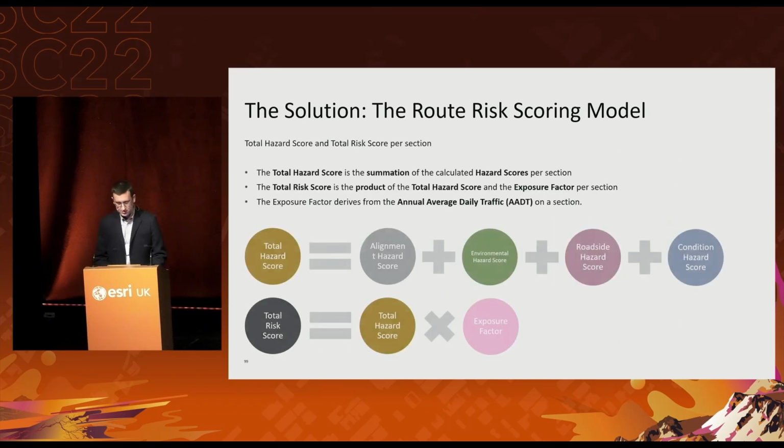So the total hazard score is the summation of the calculated hazard scores per section, and the total risk score is the product of the total hazard score and the exposure factor per section, with the exposure factor deriving from the annual average daily traffic on a section.